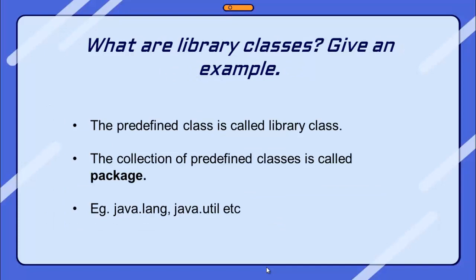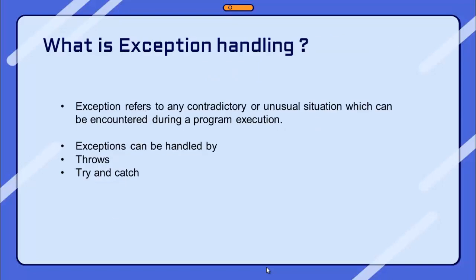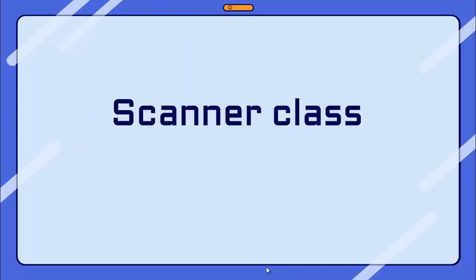What are library classes? Give example. The predefined classes in the language are called library classes. The collection of predefined classes is called a package, and give the example there. Exception handling: exception refers to any contradictory or unusual situation which can be encountered during program execution. Exceptions can be handled by throws, try and catch.